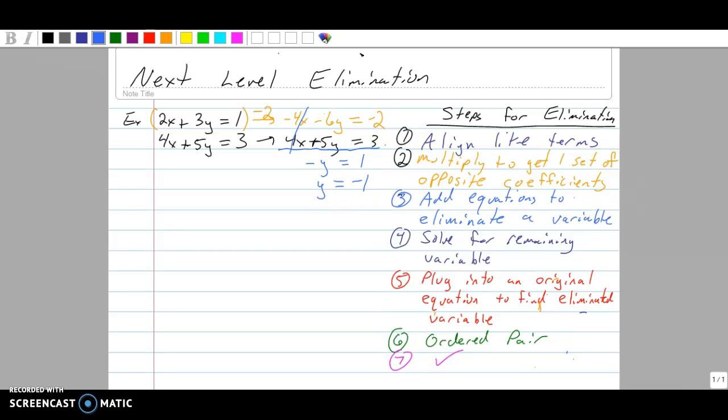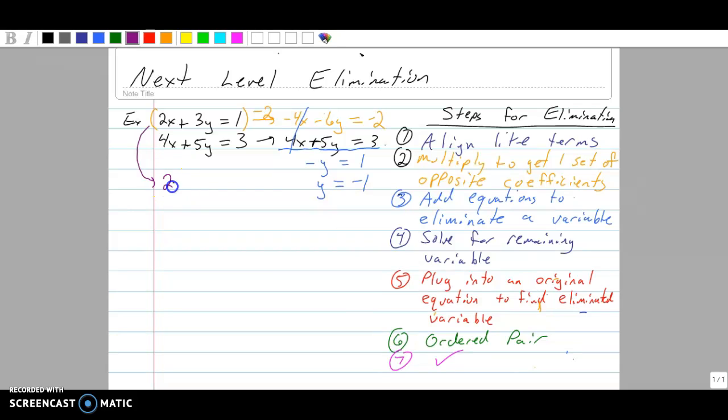So now we got y. We eliminated x, and we solved for the remaining variable. We got y is equal to negative 1. Step 5, plug into an original equation and find the eliminated variable. We eliminated x. We know y. We have to find x. So I'm going to choose, you can do the top one or the bottom one, I'm going to use the top one because they're smaller numbers.